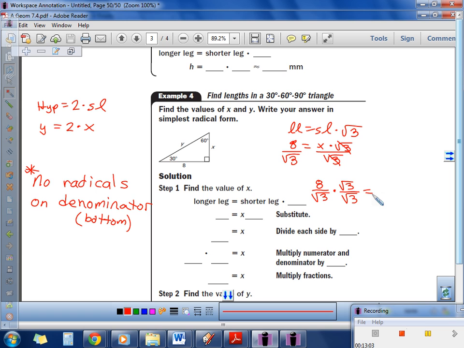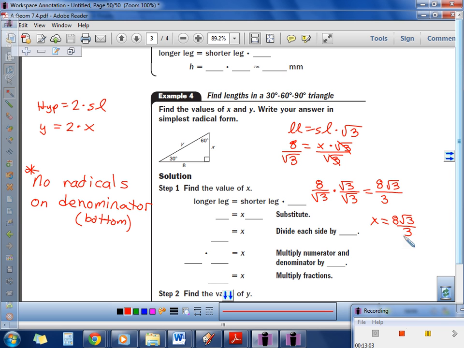Now, this is not hard to simplify because we learned how to deal with this earlier. Radical 3 times radical 3 is just 3. And the top is done. We're done with that problem. The 8 over 3 does not simplify as a fraction, so that problem is completely simplified. That means we have now solved for x. So our x is 8 radical 3 over 3.